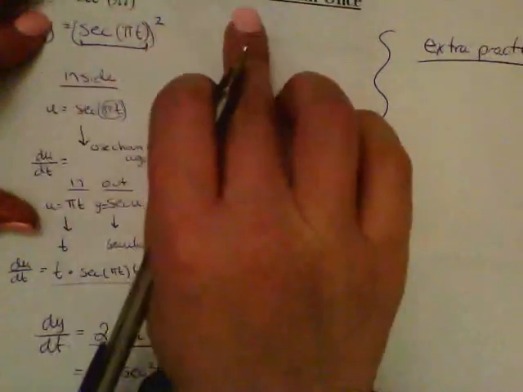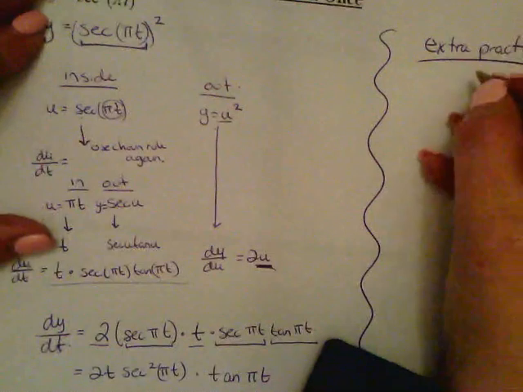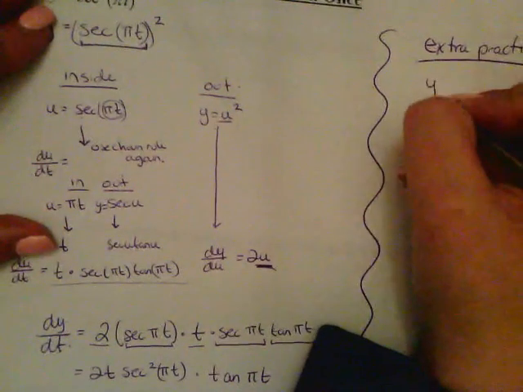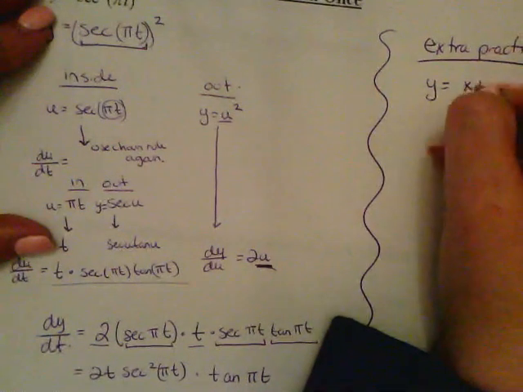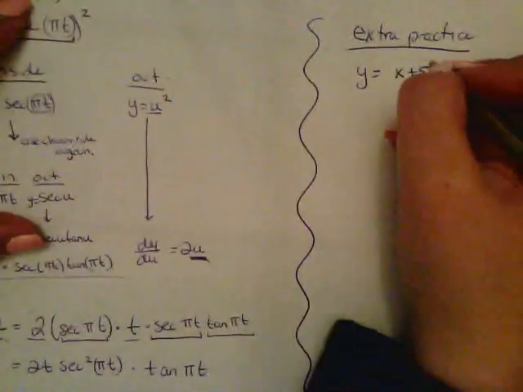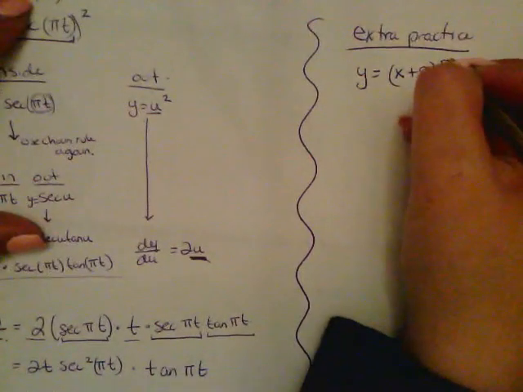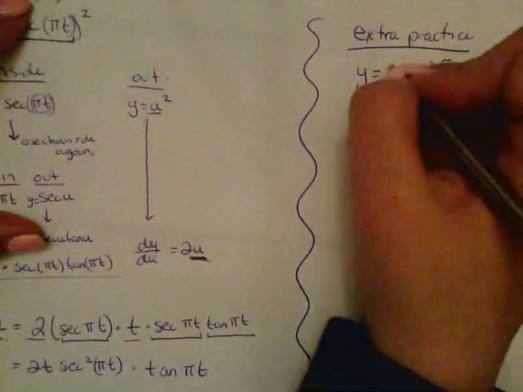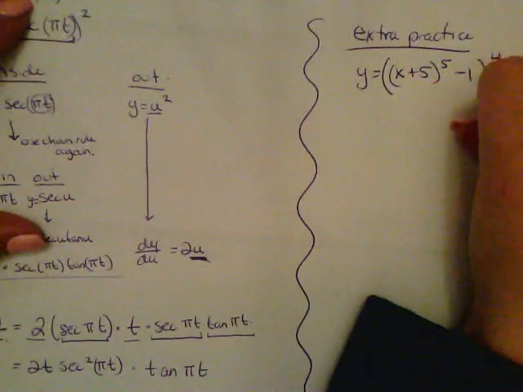This is another chain rule more than once problem, and it looks like this. So find the derivative of x plus 5 raised to the 5th minus 1, and all of that is raised to the 4th.